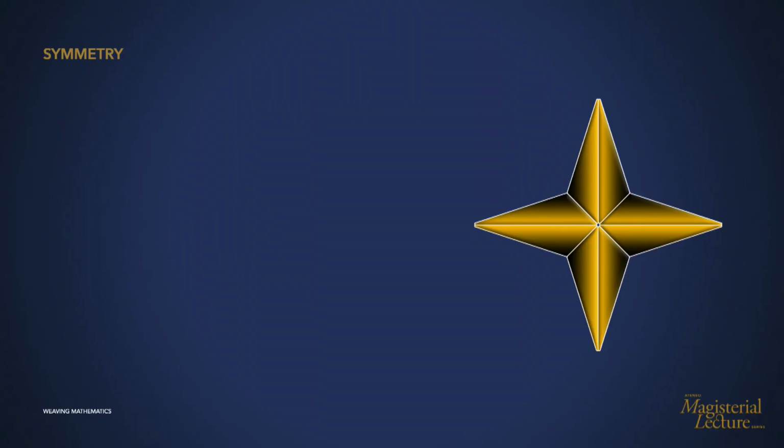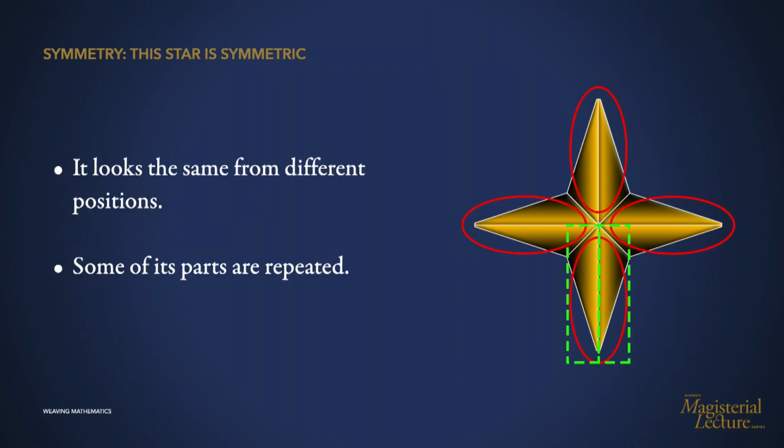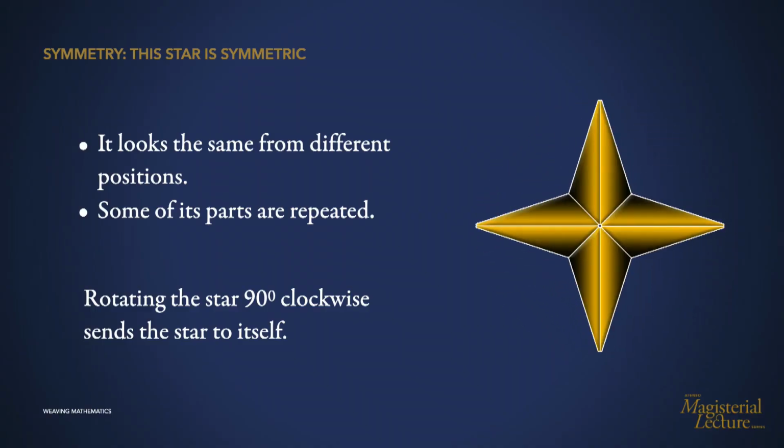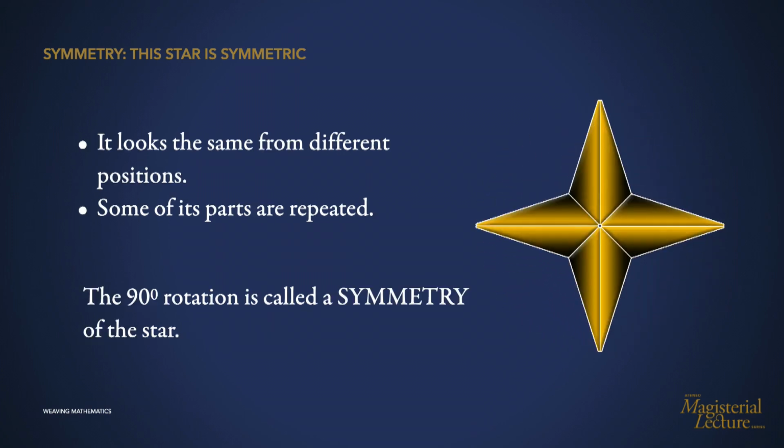So what is symmetry? Let us take a look at this star. This star is symmetric. It looks the same from different positions. Some of its parts are repeated. What is the reason for these underlying observations? Rotating the star 90 degrees clockwise sends the star to itself. The 90-degree rotation is what we call a symmetry of the star.